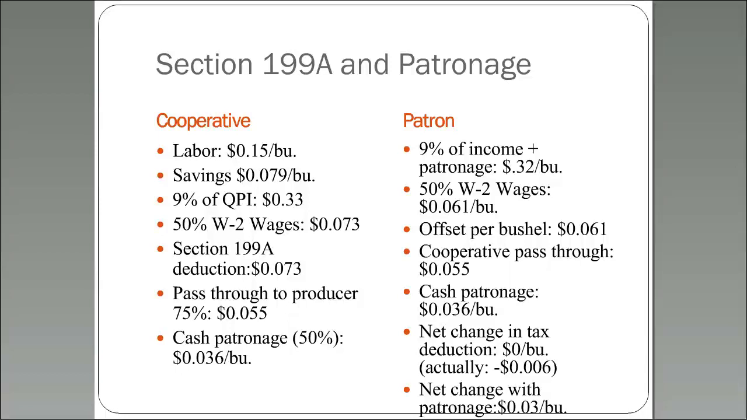And so just to use some numbers here, I'm going to say they pass through 75% of that to the producer. And then on average, the typical grain representative co-op has 3.6 cents of patronage that they pass on to the producer. So they had 7.9 cents of savings, and so they're passing roughly half of that on in cash patronage. So that's what the producer gets.